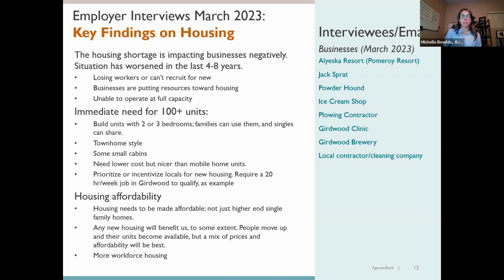We also discussed housing affordability, and there was a mixed interest in affordability and housing within the community. So some of the people that we spoke with said housing needs to be more affordable, and not just the high-end single-family homes that they're seeing developed. Some of the employers felt that any new housing would benefit the community to some extent, as it gives people an opportunity to move out of maybe the more affordable units as they make more money into the higher income, more expensive units, and kind of free up some of the lower end of the housing stock. And then overall, there was a general need for more workforce housing.